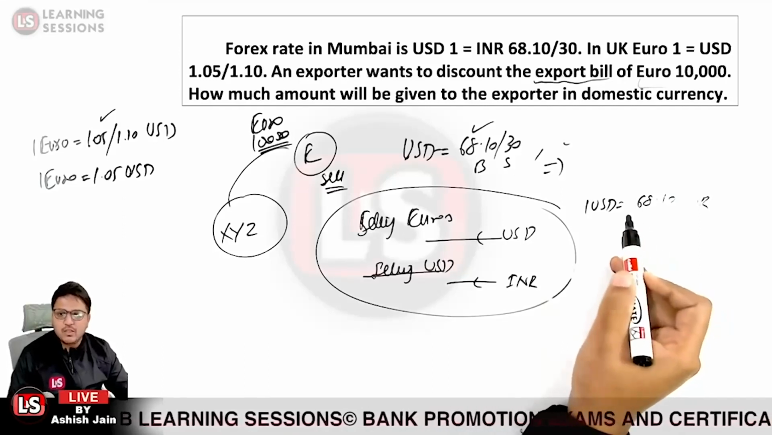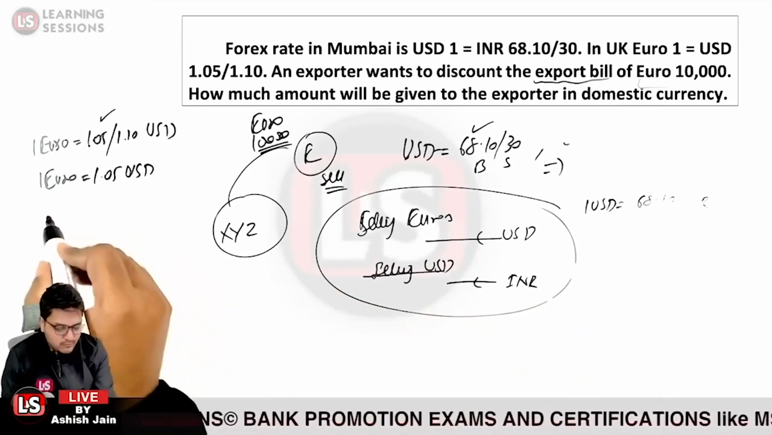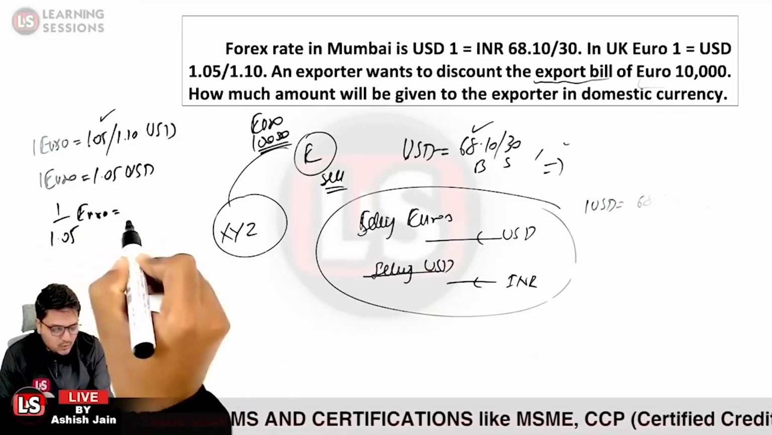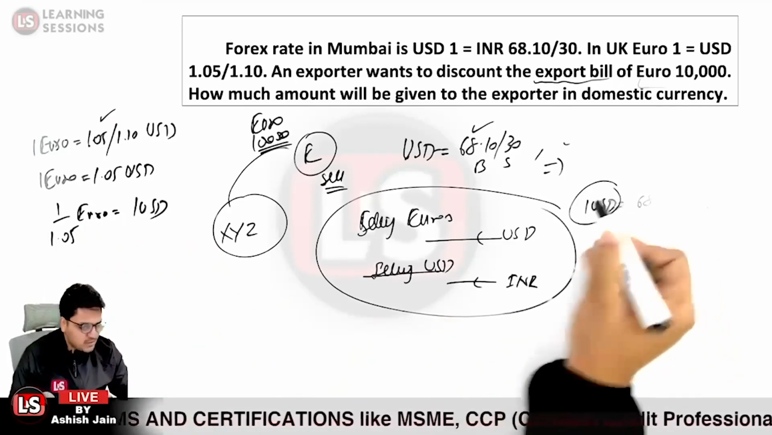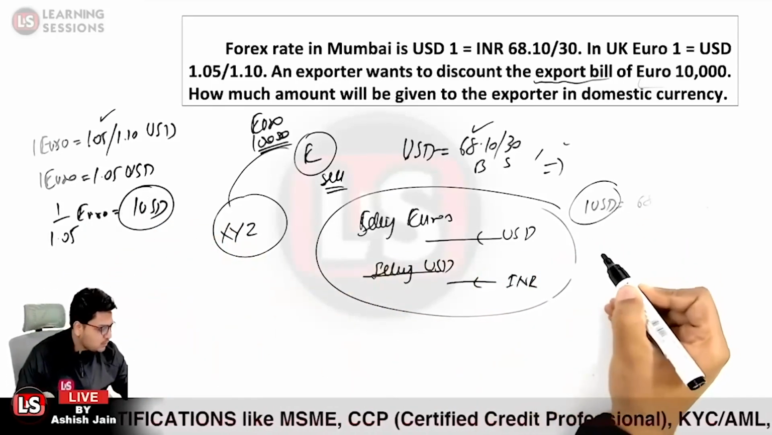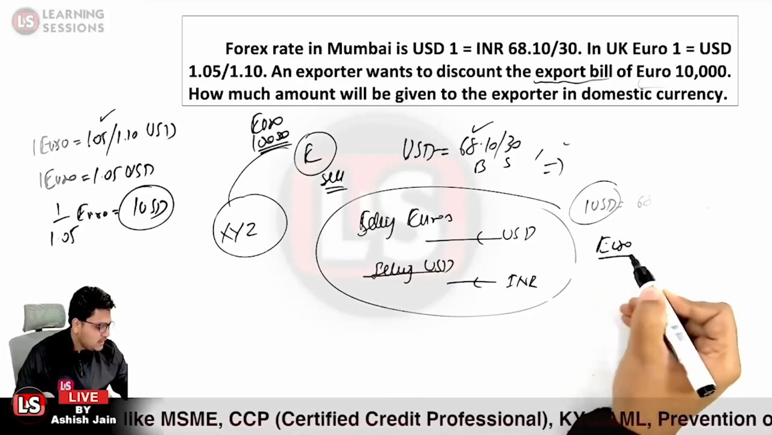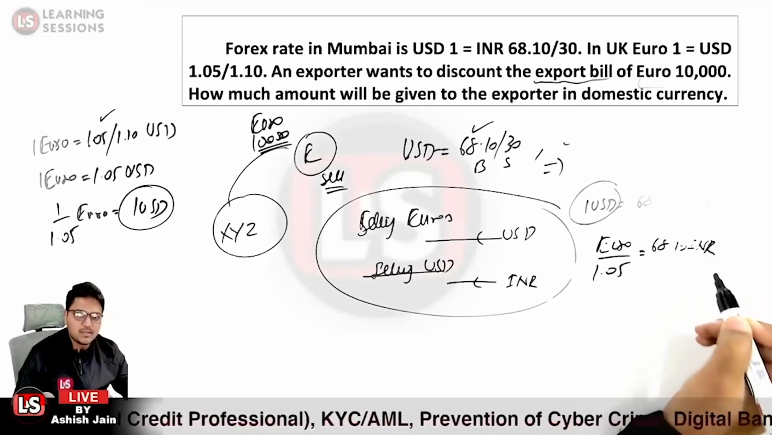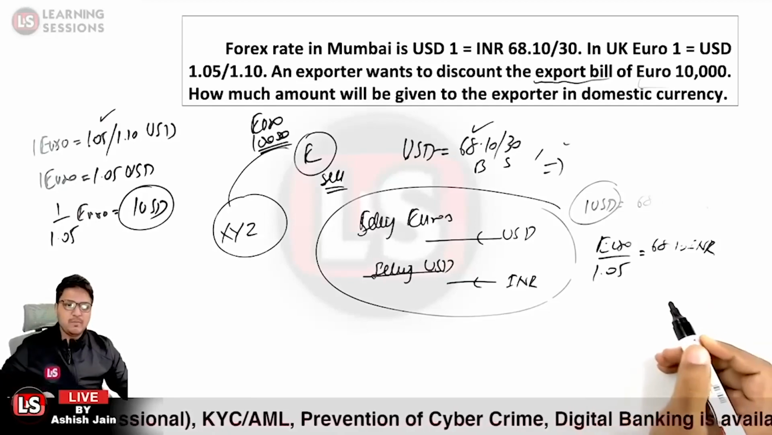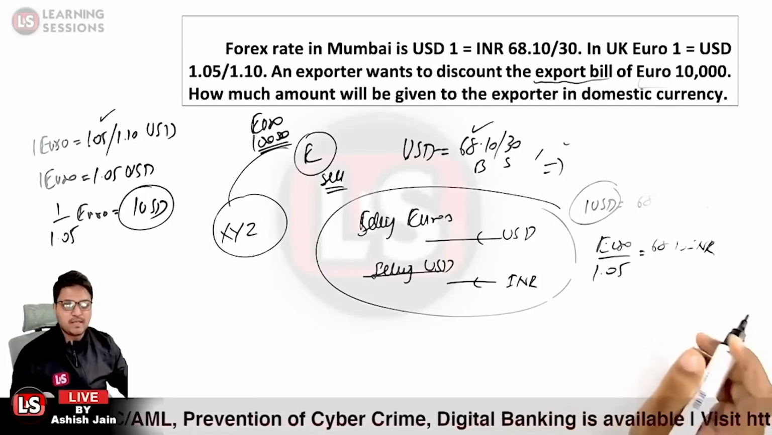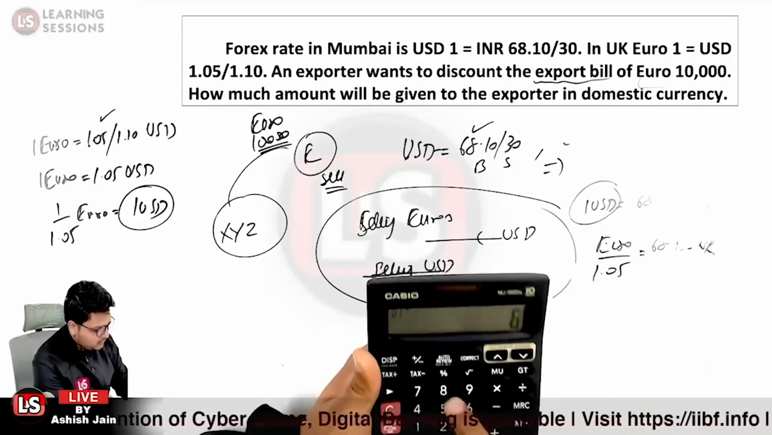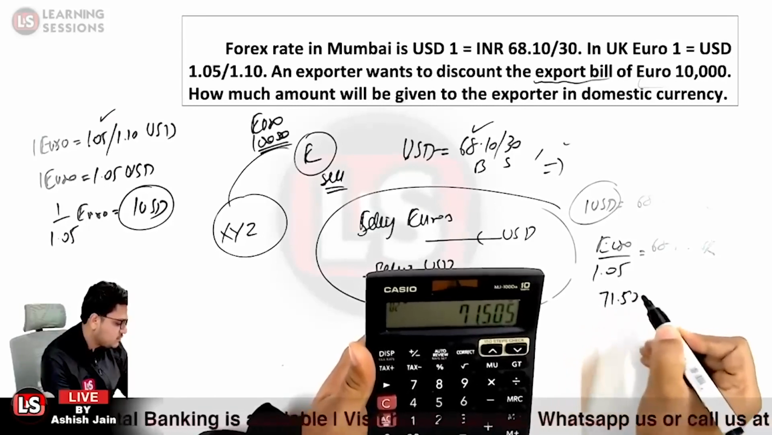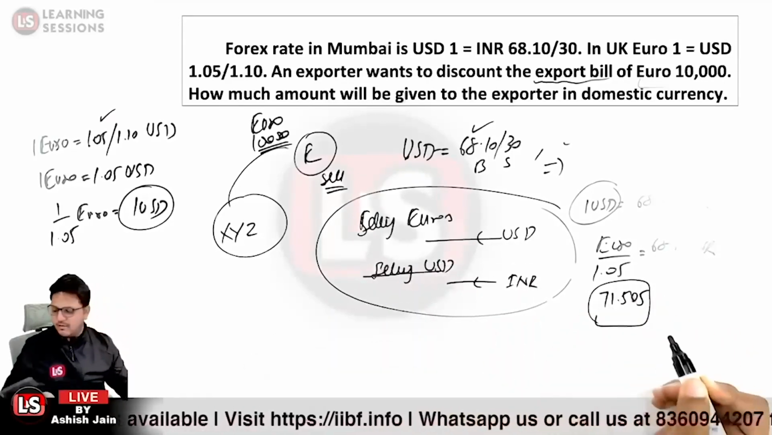Now over here we have USD in common, so we will be equating those. We can rewrite this as 1 divided by 1.05 euro is equal to 1 USD, and further 1 USD is equal to 68.10 INR. Now we will be equating these two. So euro divided by 1.05 is equal to 68.10 INR. Simply cross multiplying, it will be 68.10 multiplied by 1.05, and that comes out to be 71.505. So here comes the answer, 71.505.